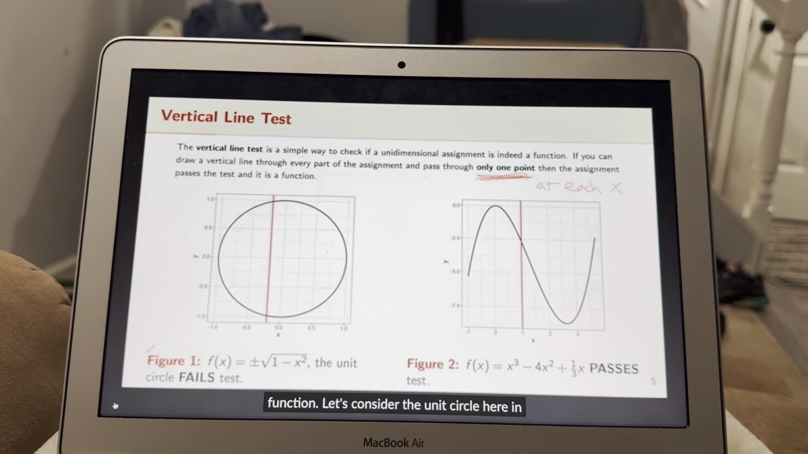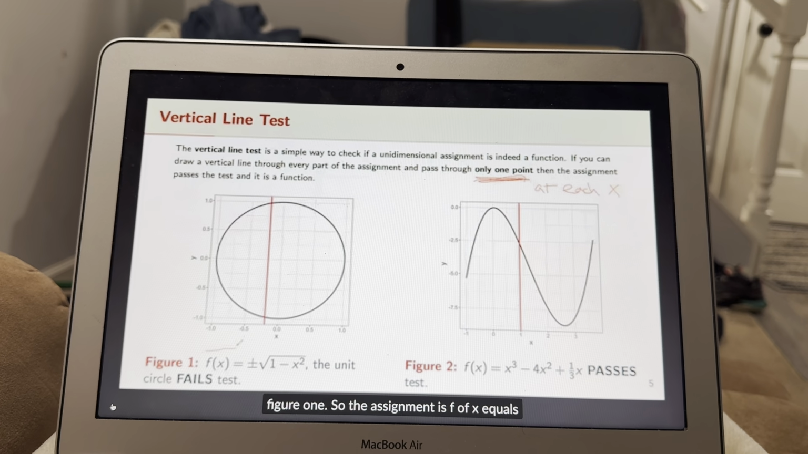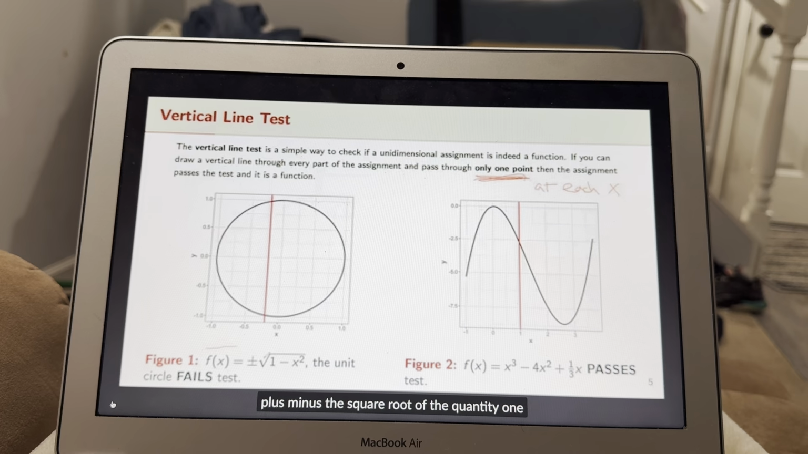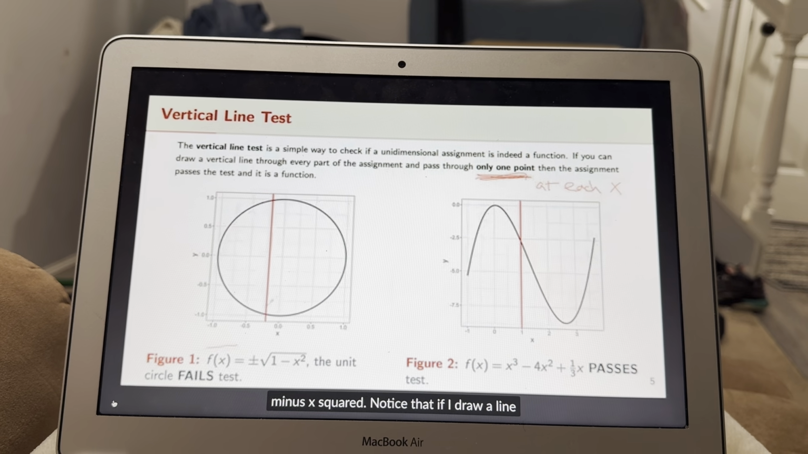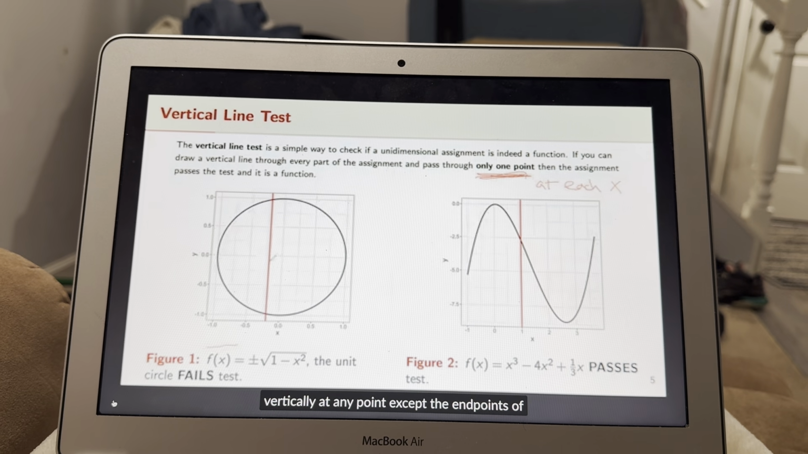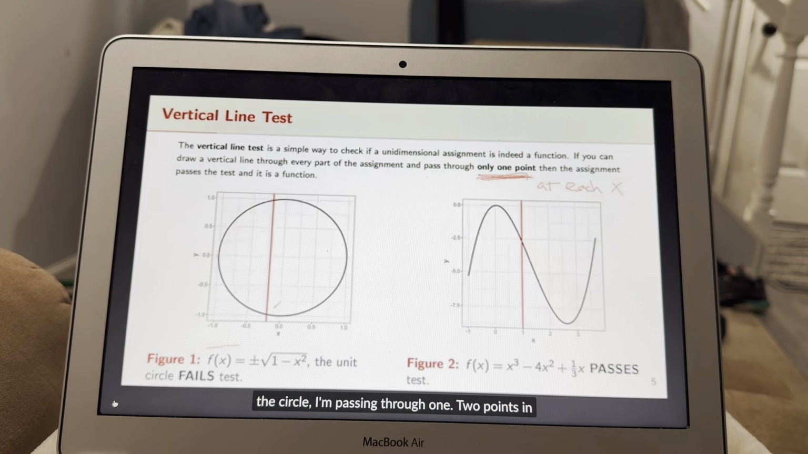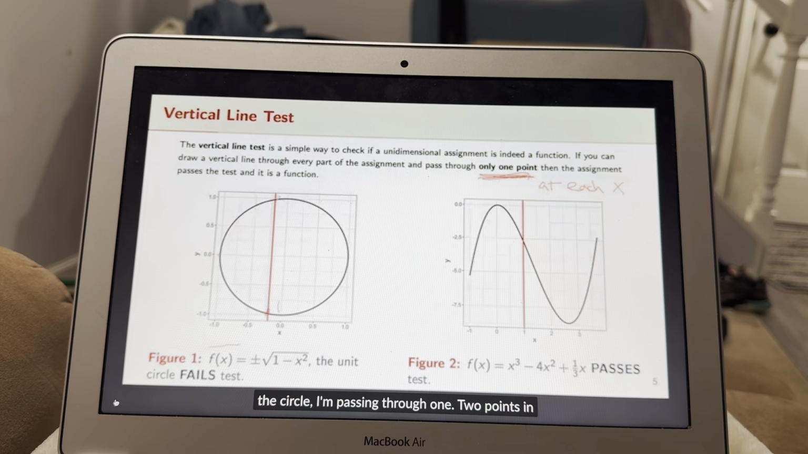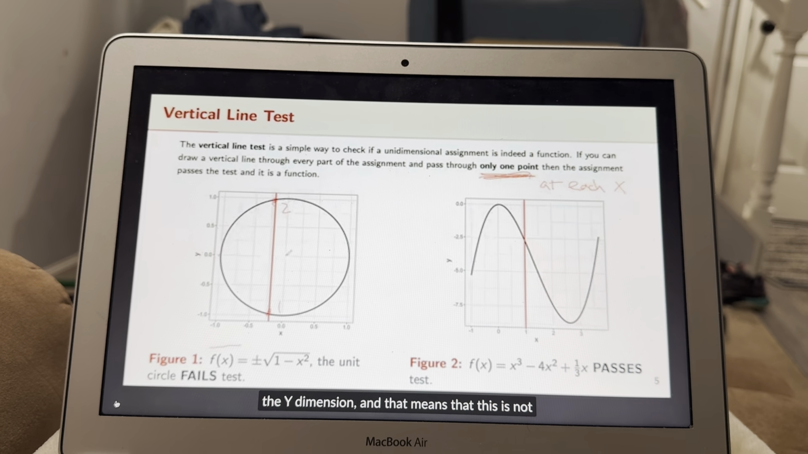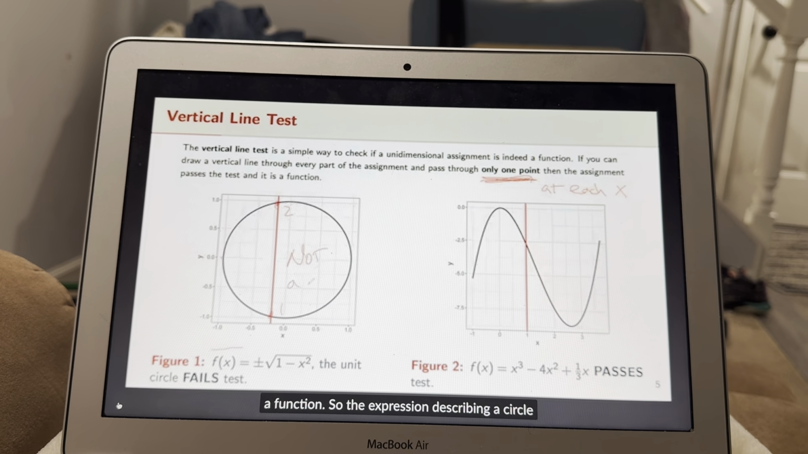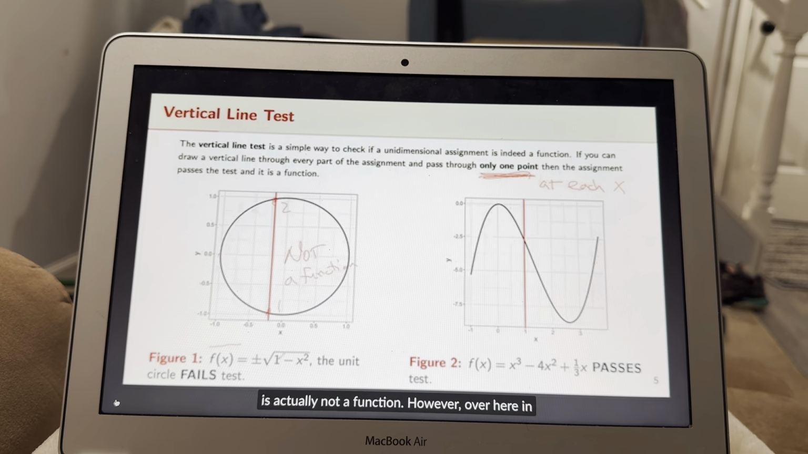Let's consider the unit circle here in figure 1. So the assignment is f of x equals plus or minus the square root of the quantity 1 minus x squared. Notice that if I draw a line vertically at any point except the endpoints of the circle, I'm passing through 2 points in the y dimension, and that means that this is not a function. So the expression describing a circle is actually not a function.